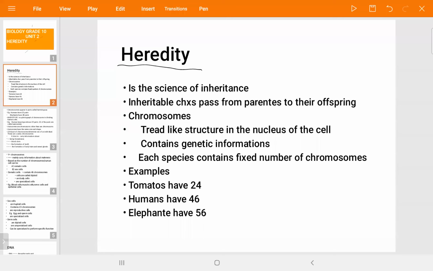All right. Chromosomes are thread-like structures in the nucleus of the cell. They contain genetic information which determines each and every characteristic that is inherited from parents. Okay? These characteristics are visible and invisible.